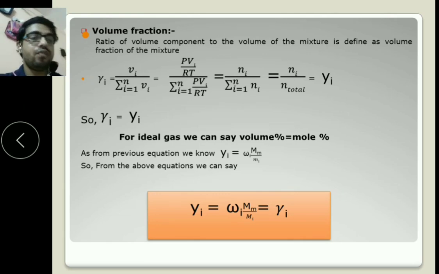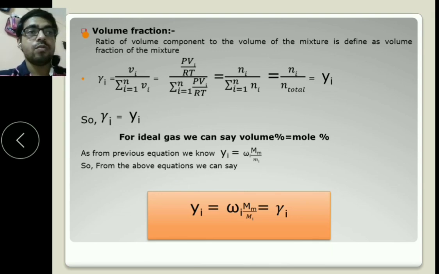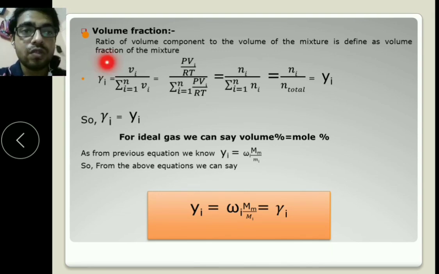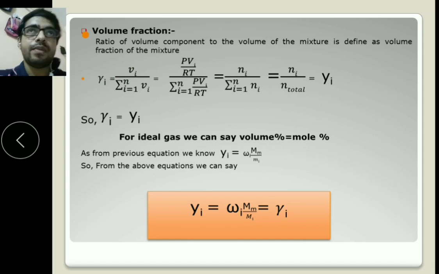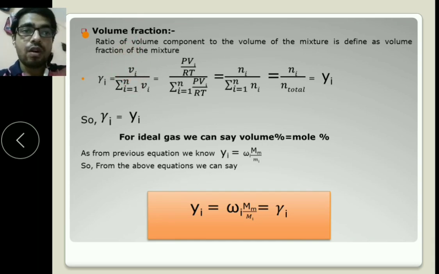Volume fraction, similar to mass fraction and mole fraction, is the ratio of the volume of the component divided by the total volume. Suppose we have a mixture of nitrogen and oxygen, with nitrogen having 6 liters and oxygen having 4 liters. So the total volume is 6 plus 4 equals 10. So nitrogen's volume fraction is 6 by 10 and oxygen's volume fraction is 4 by 10. This way, the volume of an individual component divided by the total volume is the volume fraction.